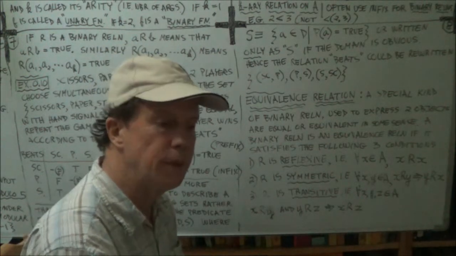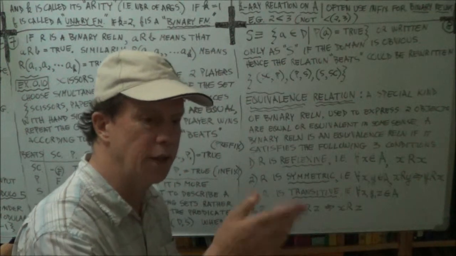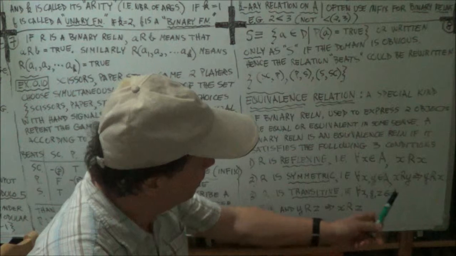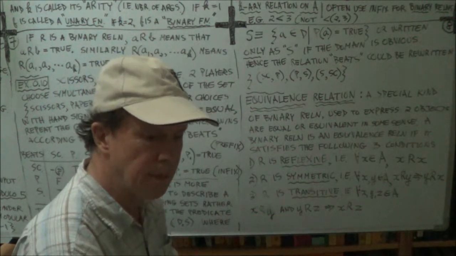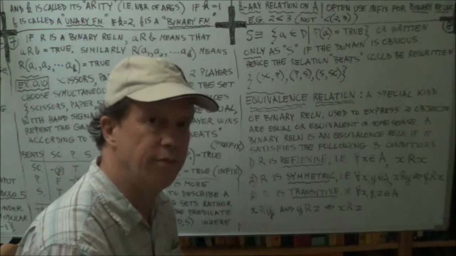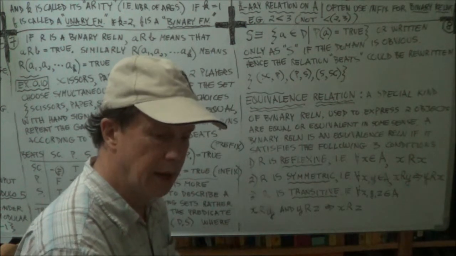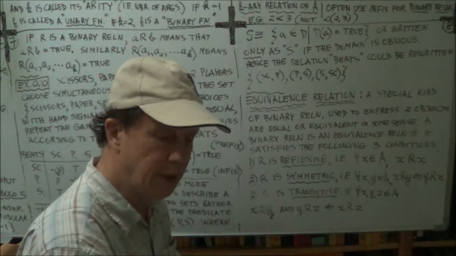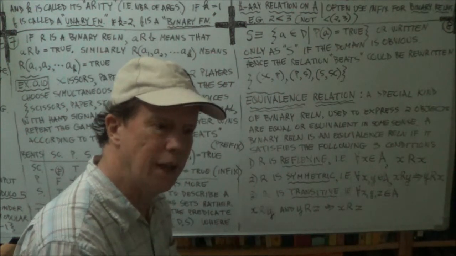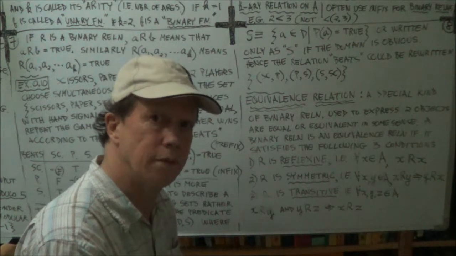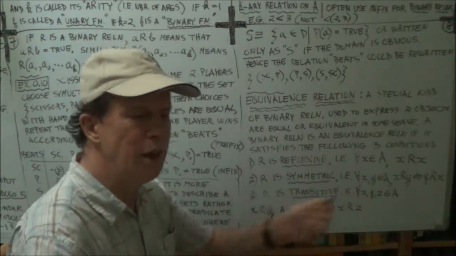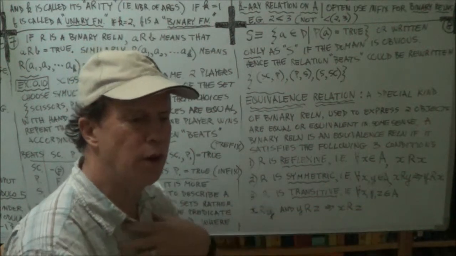Friendship. So the relation R would be "is a friend of". Okay. So if Alice is a friend of Bob, and Bob is a friend of Chris, it doesn't follow that Alice is a friend of Chris, right? I mean, you should know that from your own experience. You might introduce two people, and you are a friend of both of them.